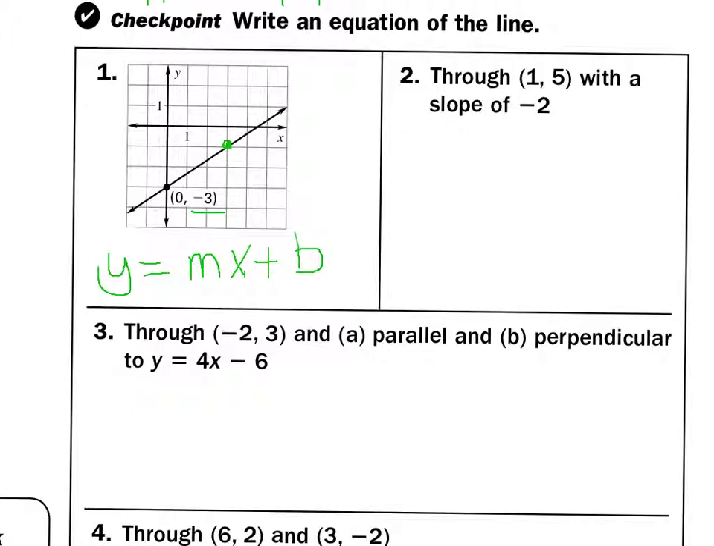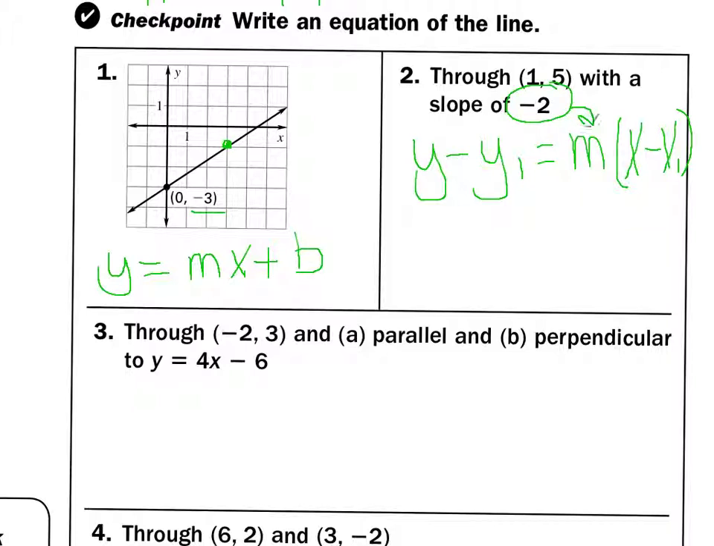And on 2, go ahead and use the y minus y1 equals m times x minus x1 formula. Because you have a slope of negative 2, and you have x's and y's that you can put in, and then simplify it out to point-slope or slope-intercept form.